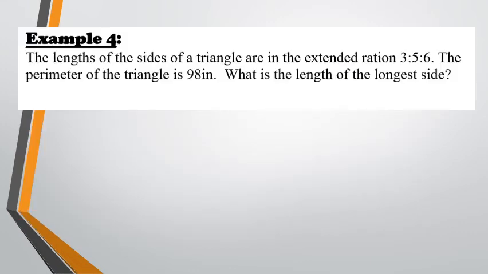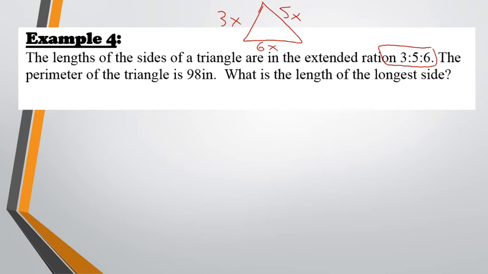Okay, now we're going to add a layer of difficulty. We're going to talk about a triangle. Now we have the extended ratio, so the lengths of the sides of a triangle are in the extended ratio 3 to 5 to 6. That just means, just like before, when we had 3 to 5, it was 3x and 5x for the length and the width. Quite literally, this is going to be 3x, this will be 5x, this will be 6x. That's literally what you're going to say for the sides of this triangle.